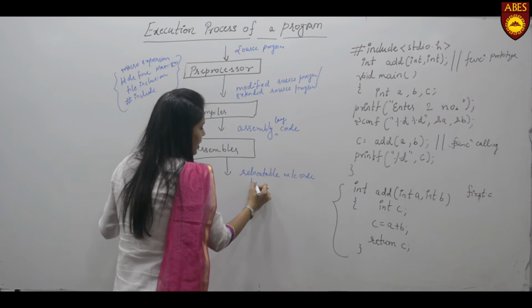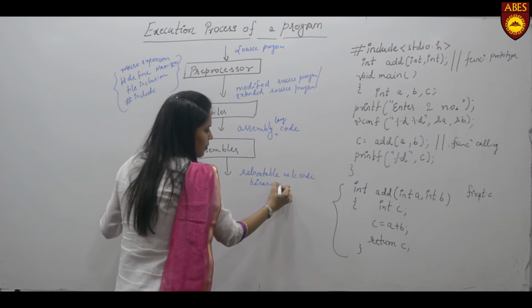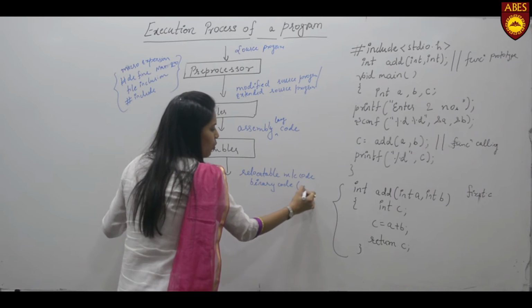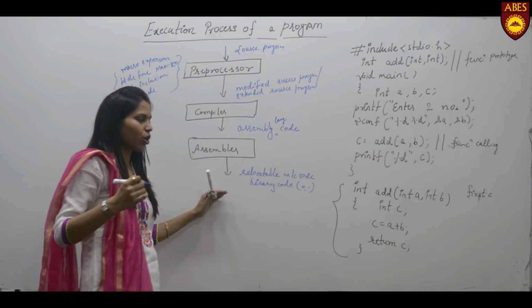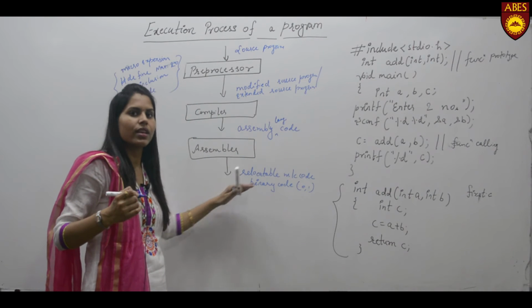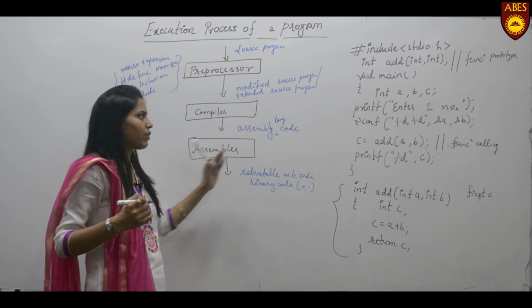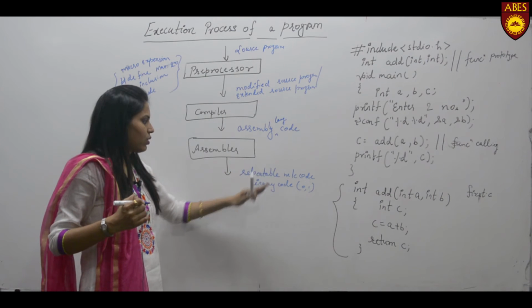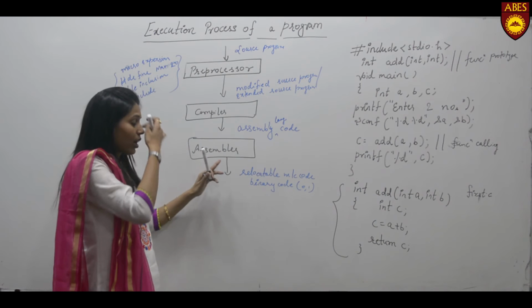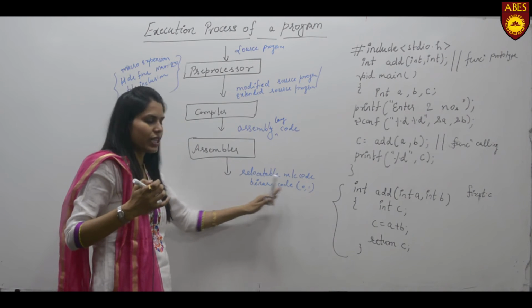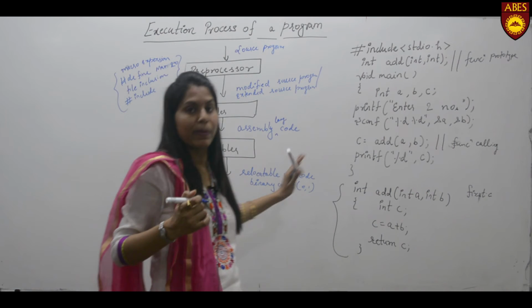Or we can say binary code in the form of 0, 1. We all know at the end machine understands only 0, 1. Then the assembler will convert the assembly code to the binary code. Now this binary code or machine code is platform dependent.